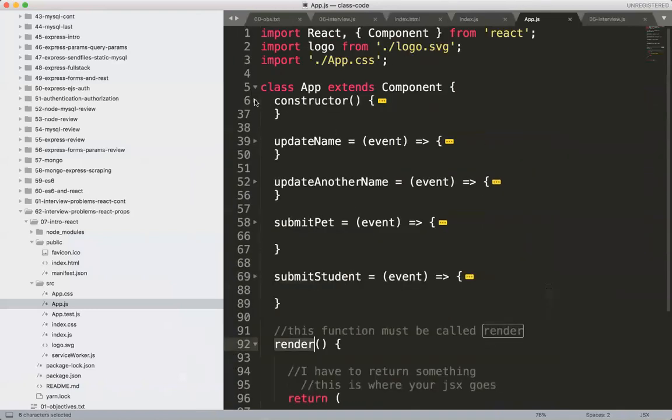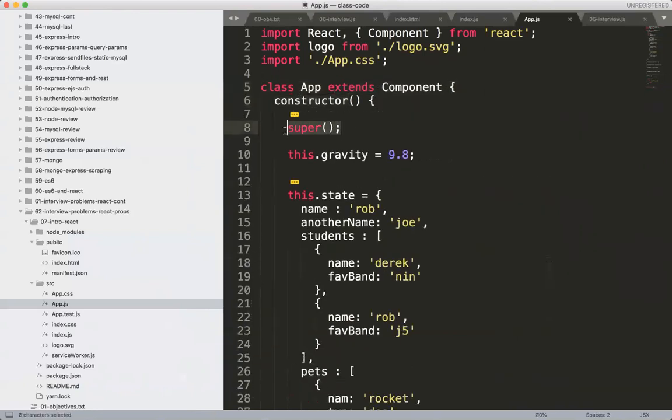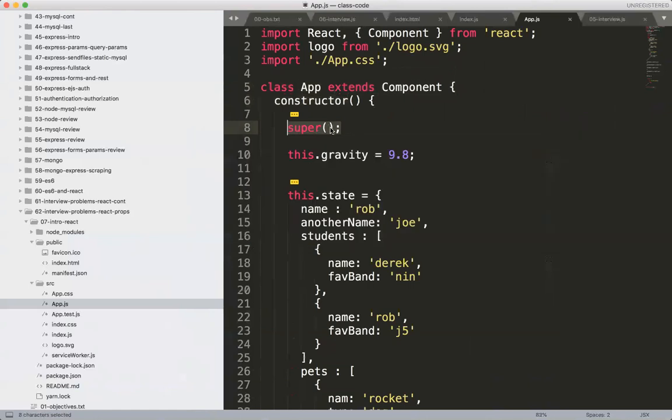So inside the constructor, it's a class. Inside this constructor function, we see this line, super. You must have super here if you're going to have state.